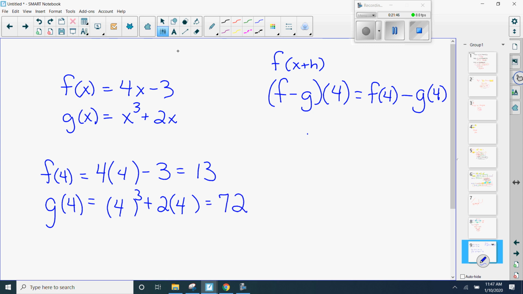72. Now, what's the question asking me to do, though? You take the f of 4, which is 13, and you subtract the g of 4, which is 72. What do you get when you subtract that?